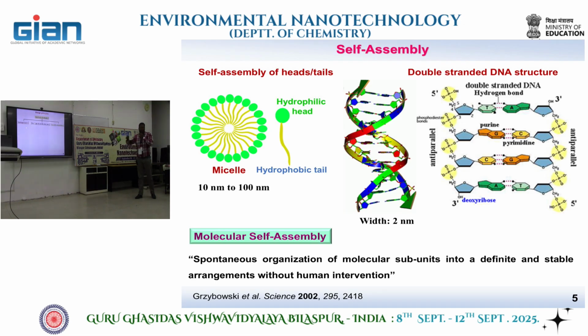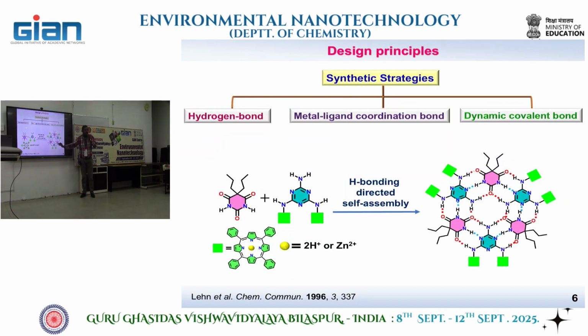So there are so many design principles. I will talk about just 2-3 examples. One is hydrogen bonding, like in DNA, as we have seen. Using hydrogen bonds, several macrocycles can be formed, like 2-dimensional macrocycles. It is not an extended framework, it is discrete molecules. You see, this kind of hexagonal molecule can be prepared by hydrogen bonding interaction.